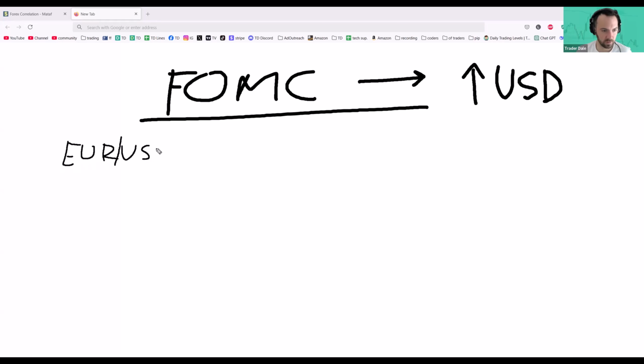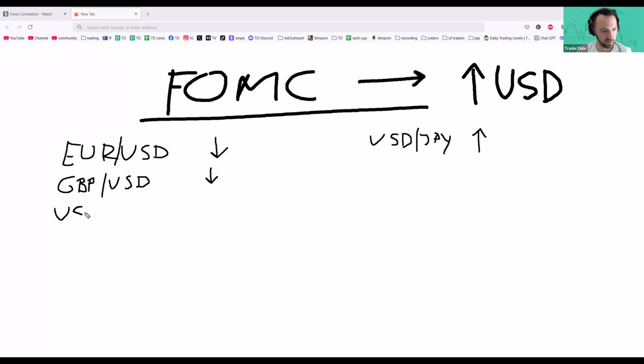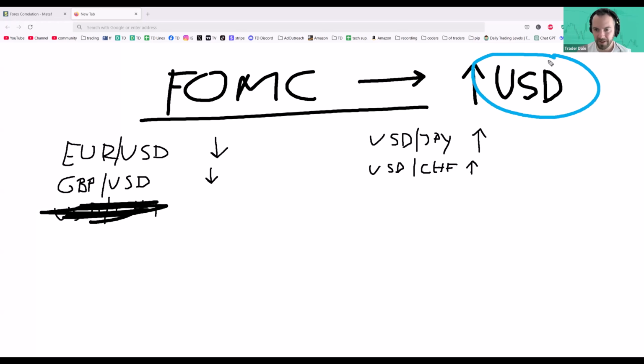the EUR/USD chart will go down. GBP/USD also down. USD/JPY will go up. USD/CHF will also go up. And I don't want to write all the majors here, but the point is that the US dollar will be the main force behind all those moves, right?